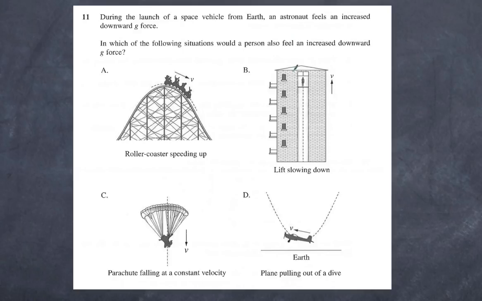Question 11. During the launch of a space vehicle from Earth, an astronaut feels an increased downward G-force. Which of the following situations would a person also feel an increased downward force? Now, if you're looking for an increased downward G-force, what you're feeling is actually a result of the normal force pushing you up. So what you want is a larger normal force pushing you up.